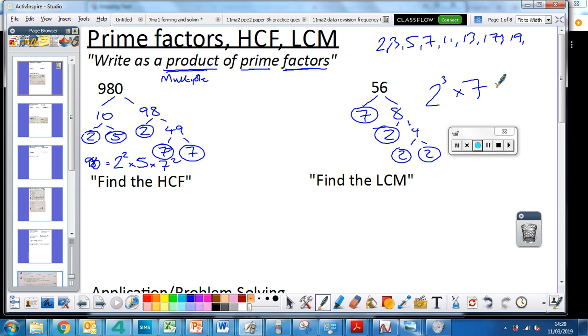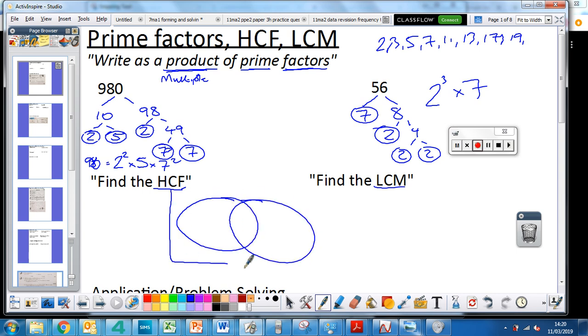The skills you then need to use beyond that to apply it to are finding the highest common factor and finding the lowest common multiple. We do that first of all by writing them out as prime factors. We can then use the Venn diagram as a technique that will always work for us. If you take the Venn diagram like this, and you put the numbers 980 and 56 here, start in the middle, the intersection of those two sets in the Venn diagram. Everything that goes in the middle is everything that appears in both lists.